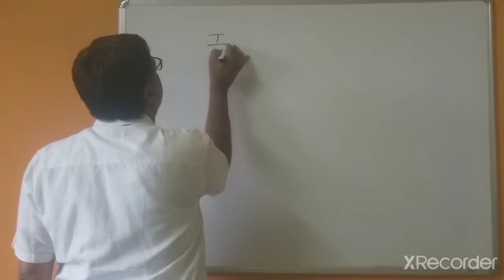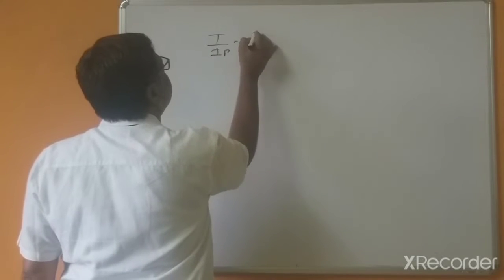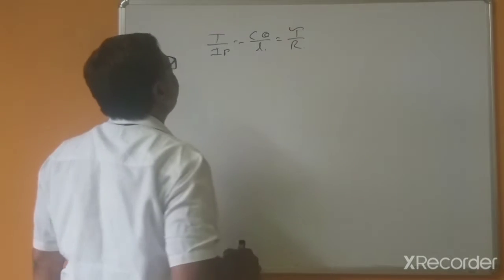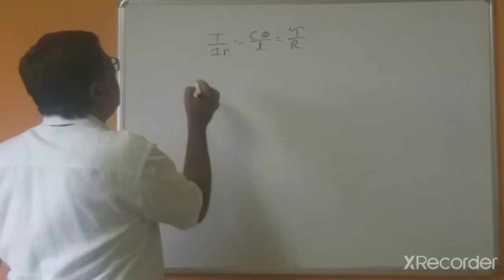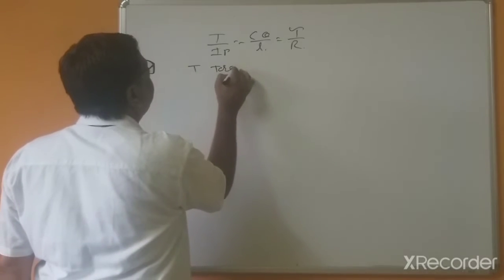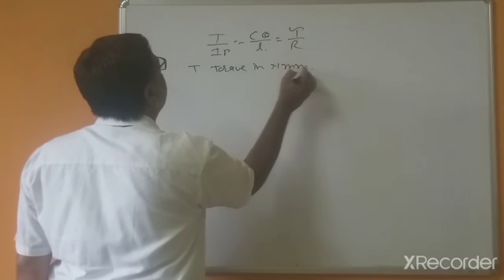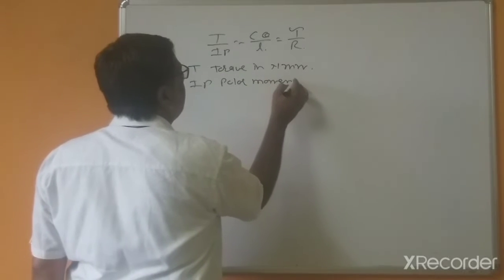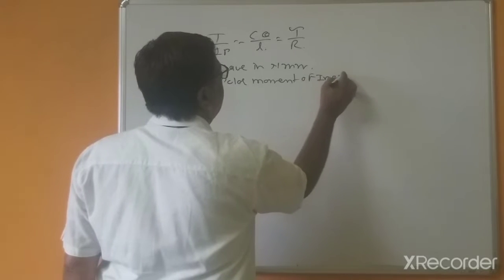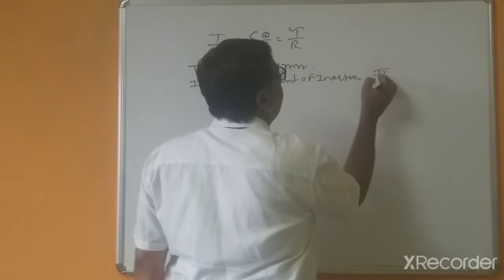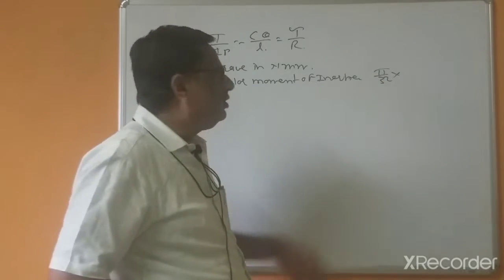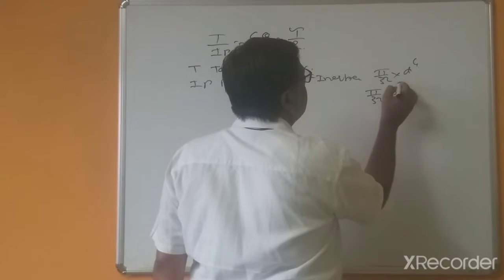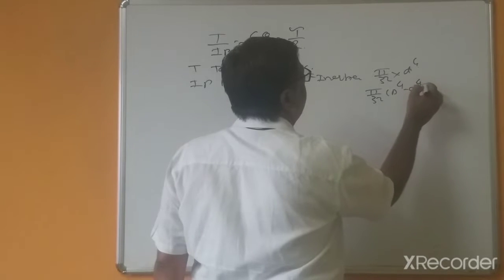The torque equation: T divided by polar moment of inertia J equals C theta divided by L, and this is equal to tau divided by R. Here T is the torque in Newton mm, and polar moment of inertia J is pi by 32 D to the power 4 for solid, instead of pi by 64, and for hollow pi by 32 into capital D raised to 4 minus small d raised to 4.